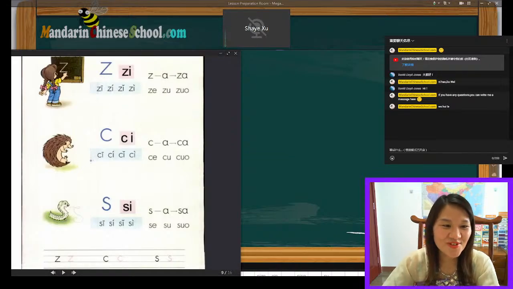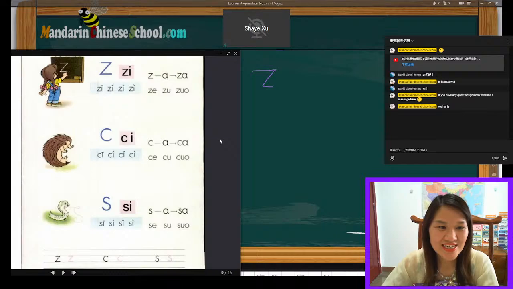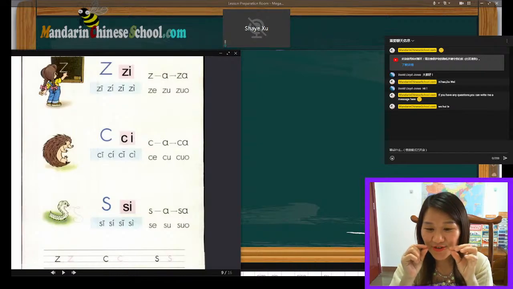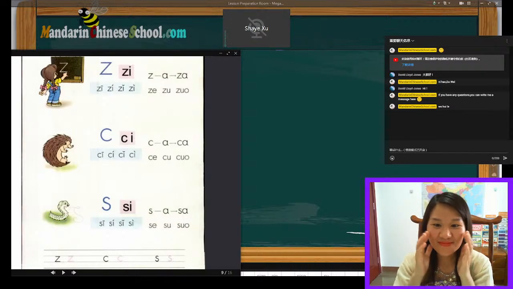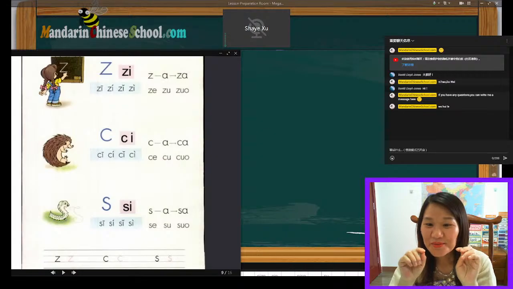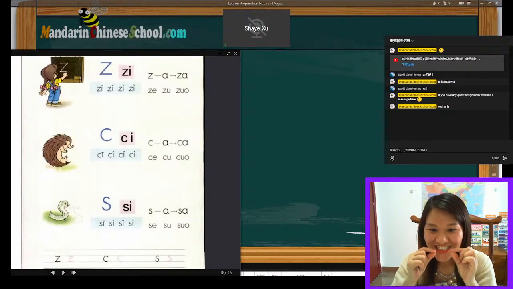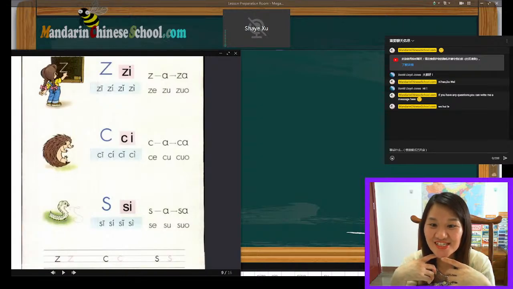also hard for some of my students. This one is z. So when you pronounce this sound, just join your teeth together. 我的牙齿不好看，my teeth. And put your tongue on the back of your lower teeth.